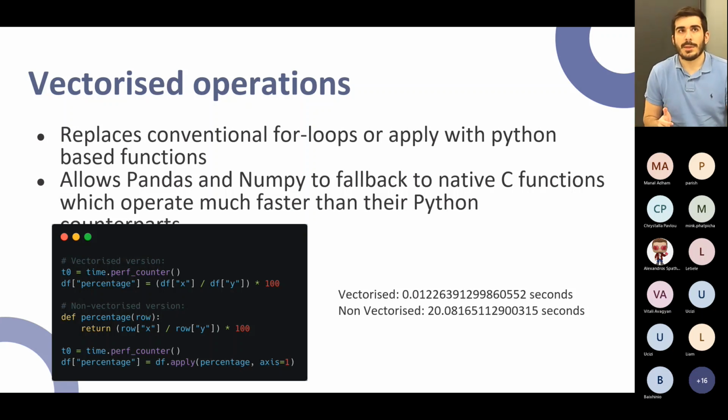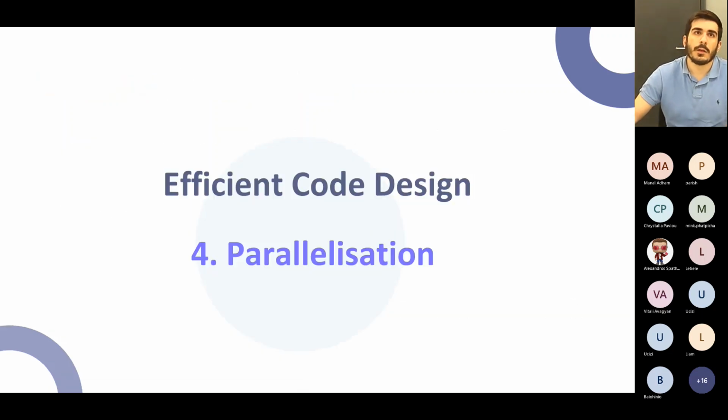So this may not always be the case, but there's a large amount of operations that Pandas does provide and that can be run in a more efficient manner, and you can find those in the documentation of Pandas as well. The last important way you are able to structure your code efficiently is by using parallelization.